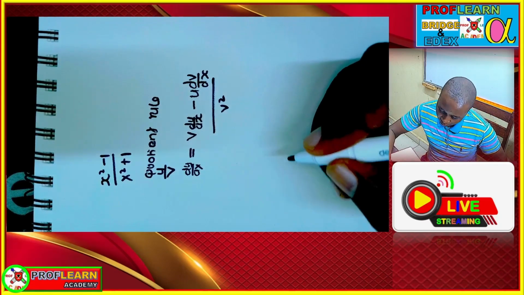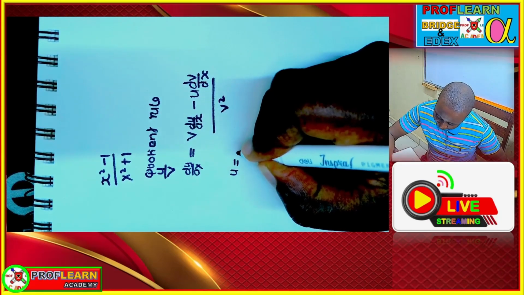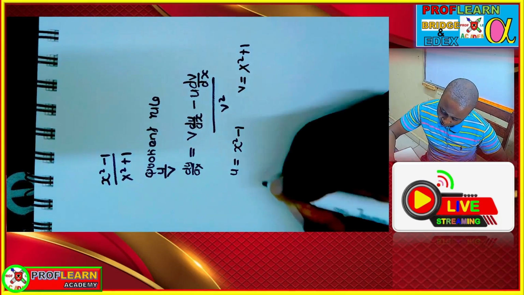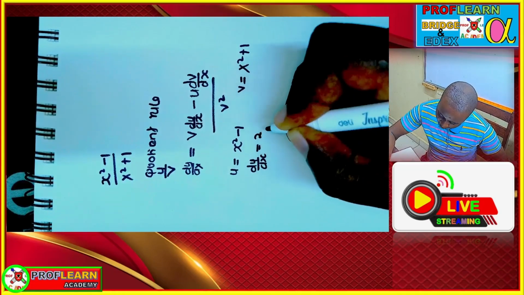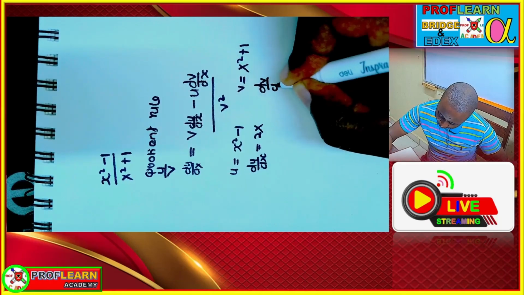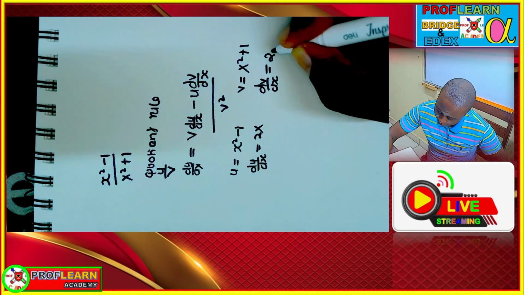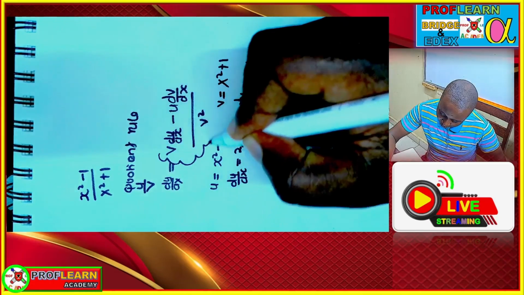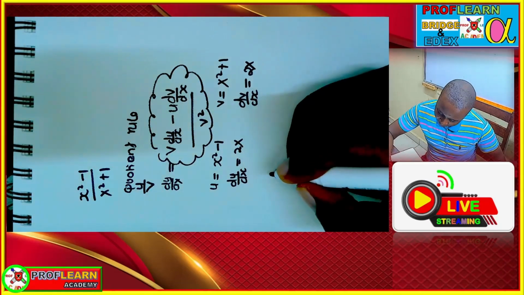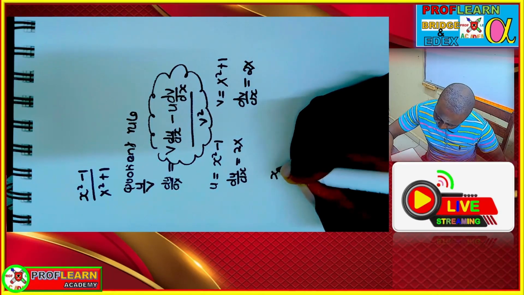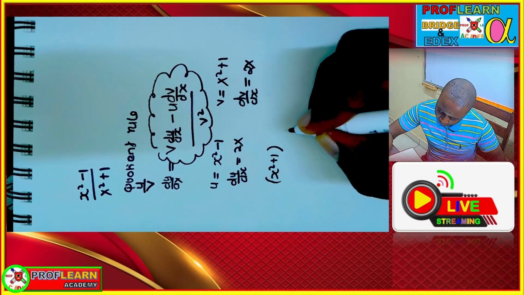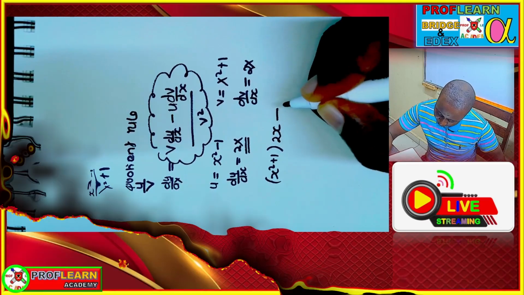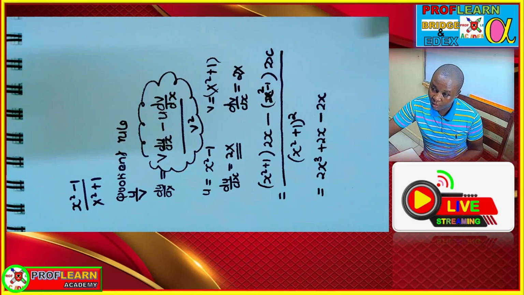This is the quotient rule method of differentiation. For us to work this out, we're going to say our u is equivalent to x squared minus 1, and our v is equivalent to x squared plus 1. So du/dx is going to be 2x, and dv/dx is going to be 2x. Now we can substitute into the formula. Our v is x squared plus 1, we close the bracket, times du/dx, which is 2x at this point, minus u. Yeah, it should be x squared minus 1. I think I wrote this wrongly.